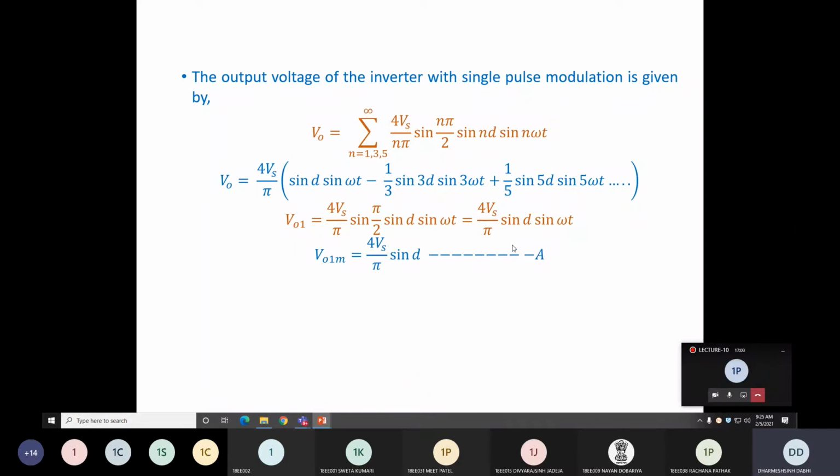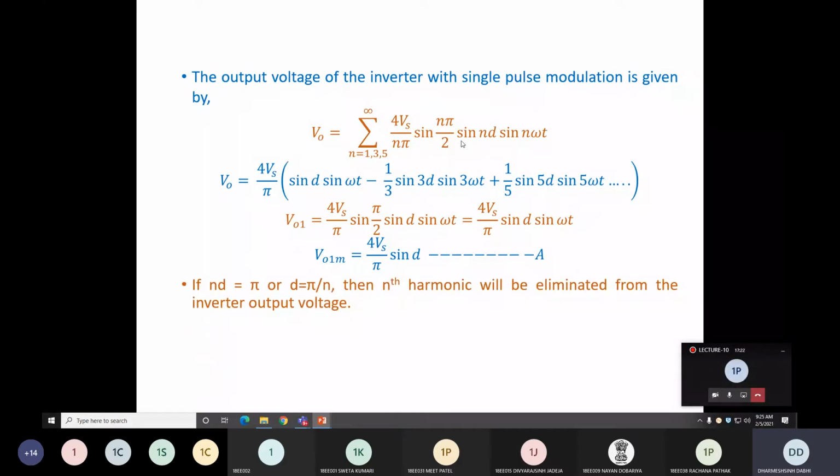Yeah. So in this method, suppose you want to remove the third harmonic. For that you require the width of this gate pulse such that nd is equal to pi. You can see in the general output voltage equation, sin nd becomes 0 when nd is equal to pi. So d is equal to what? Pi by n. Suppose you want to remove the nth harmonic. Clear? So for that, you choose the width of the output pulse in such a way that d is equal to pi by n.